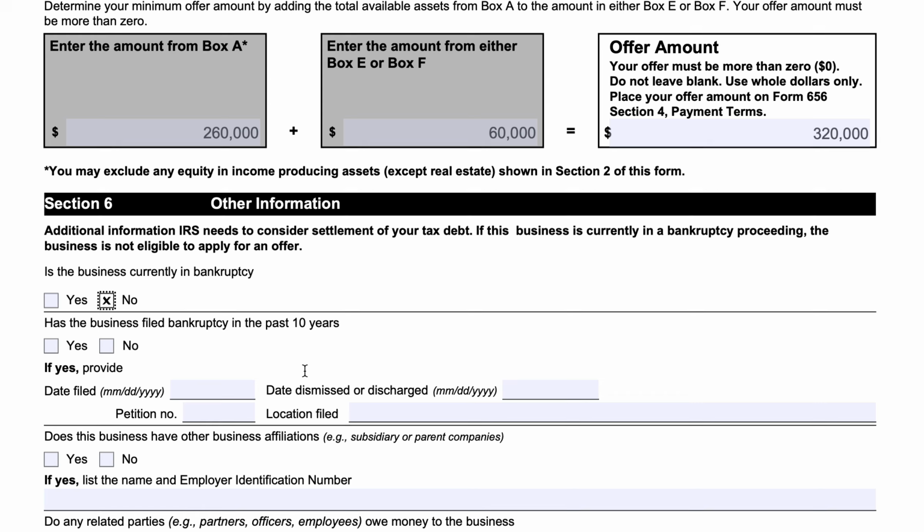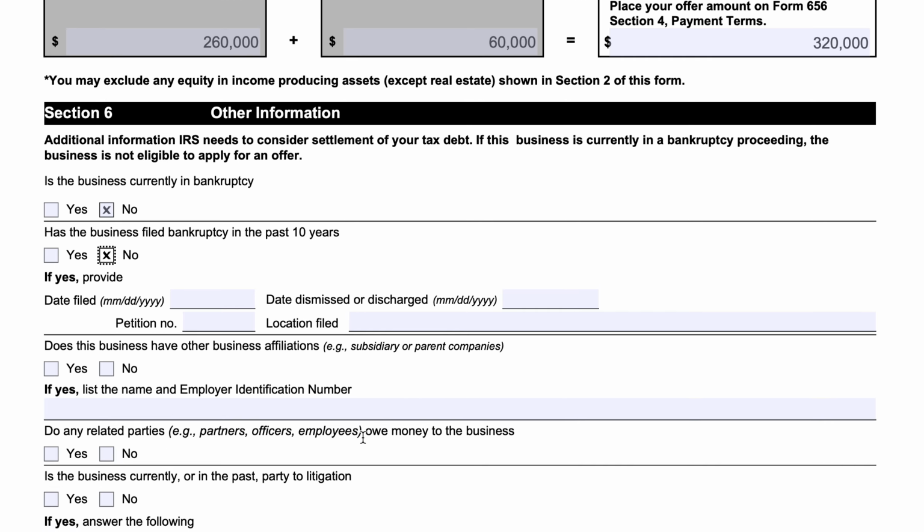Has the business filed bankruptcy in the past 10 years? I'm not going to complete these fields. I'll just walk through them. But let's just say no. If you did, you'd have to complete the date that the bankruptcy was either dismissed or discharged, petition number, and then the court location where it was filed. And again, all of this is so that the IRS can pull up the background information and then make their own determinations. Does this business have other affiliations?